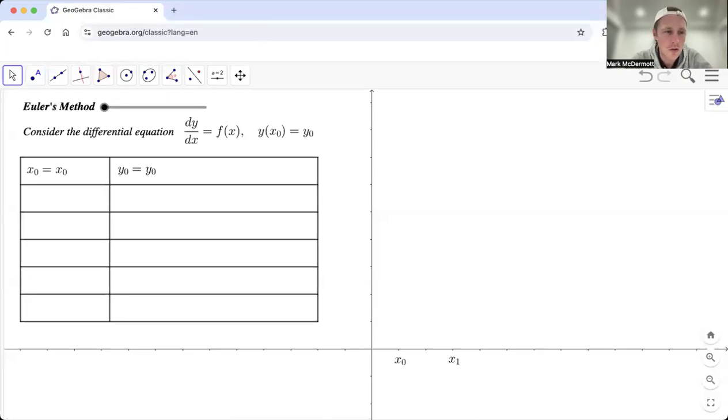So we're going to look at something that's called Euler's method. Now, basically, Euler's method is a way to computationally find solutions to differential equations. So let's just jump into it. Let's think about something like this.